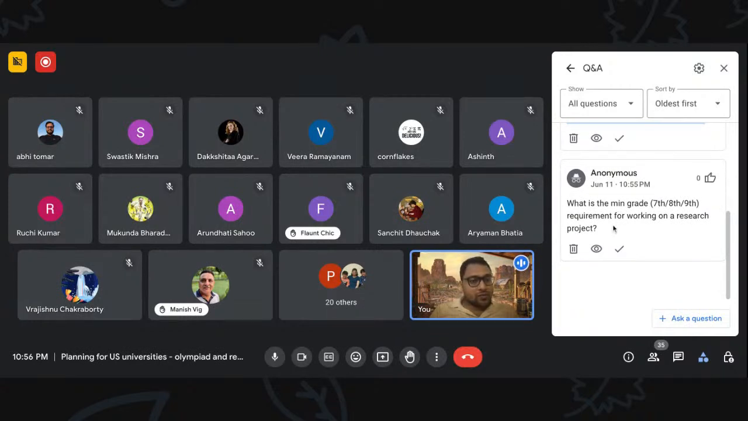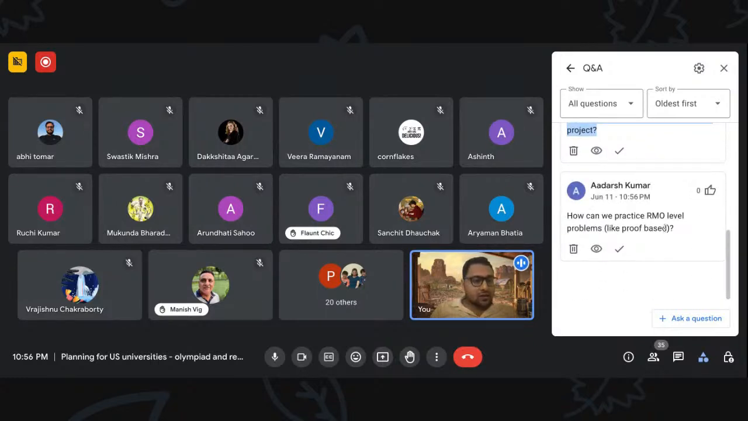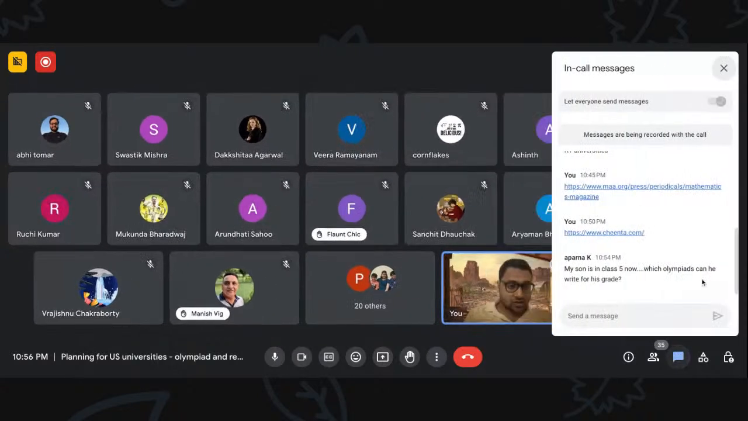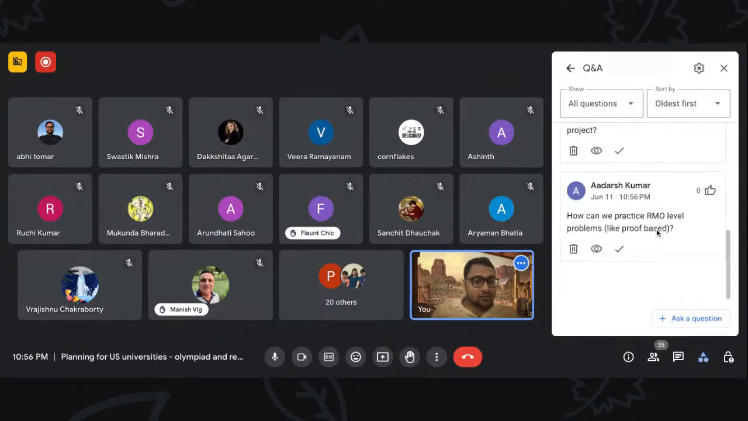What is the minimum grade requirement? Usually we had students from ninth grade onward, so that's fine. How can we practice RMO level problems, like proof based problems? This is a very good question. Though it's not related with research, it's still related with Olympiad, so I'll talk about that one. It's a very important question actually. How can we study RMO level problems, which are proof based problems?